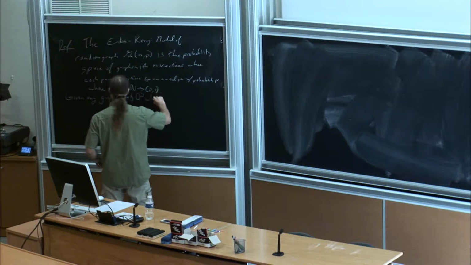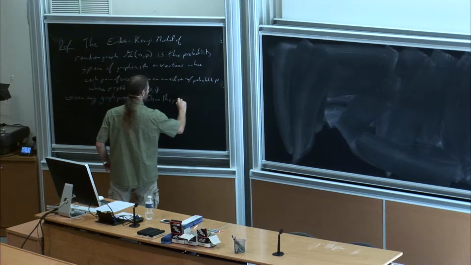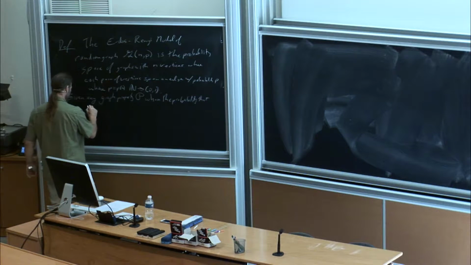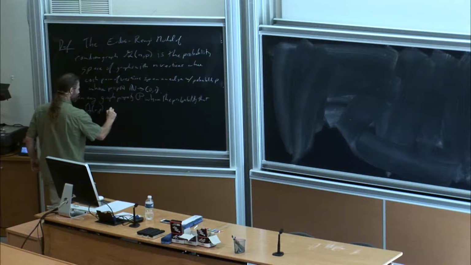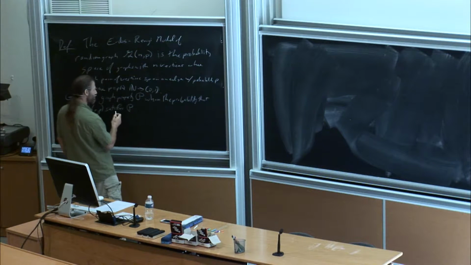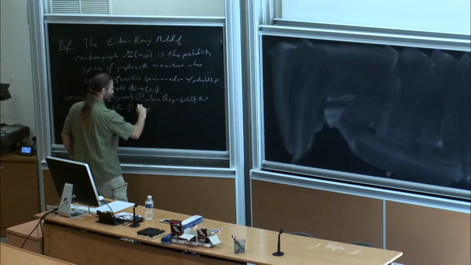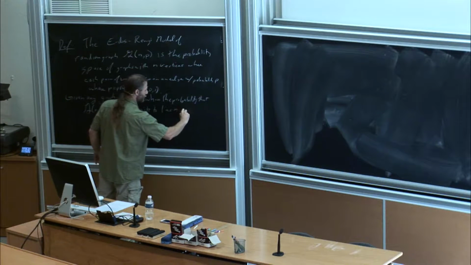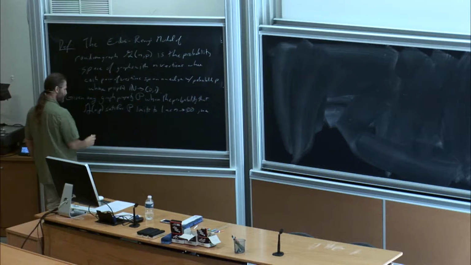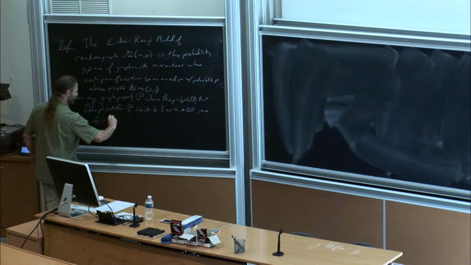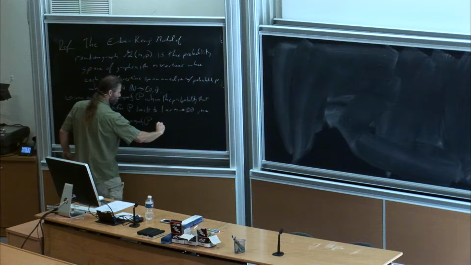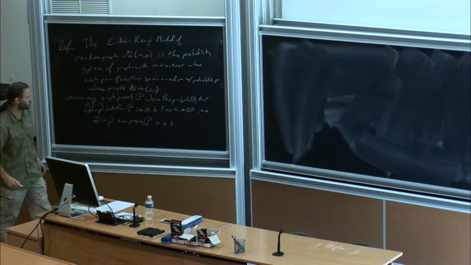When the probability that a graph in GNP satisfies property P limits to 1 as n goes to infinity, we say GNP satisfies this asymptotically almost surely. So GNP has property P asymptotically almost surely.